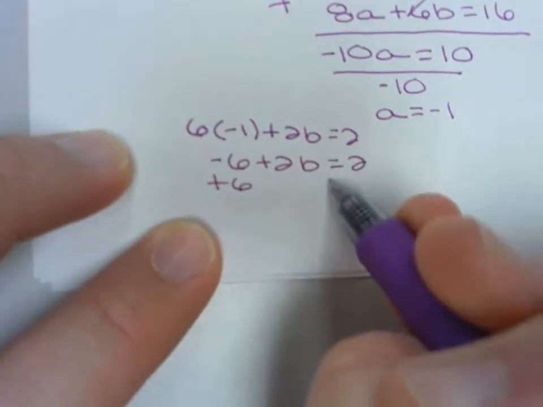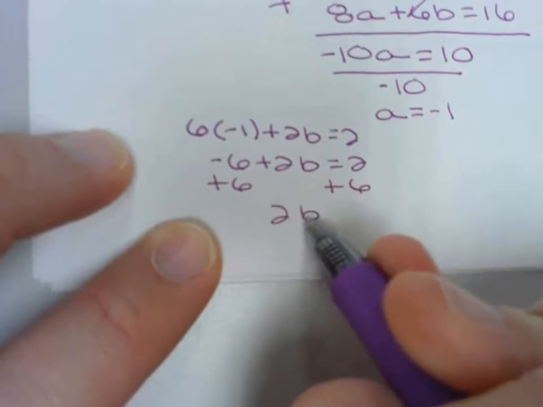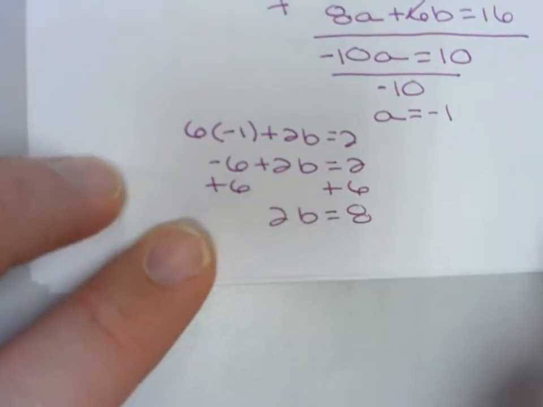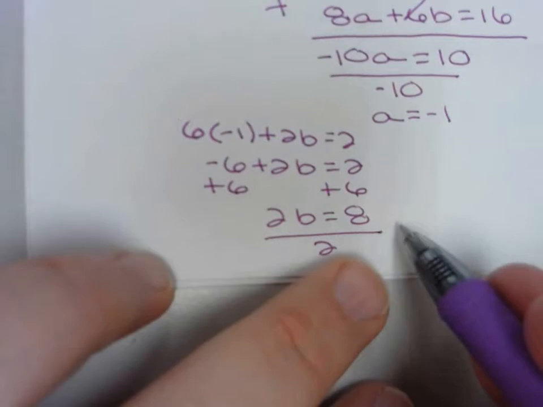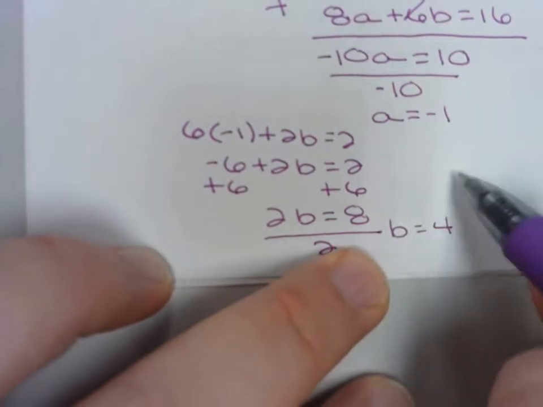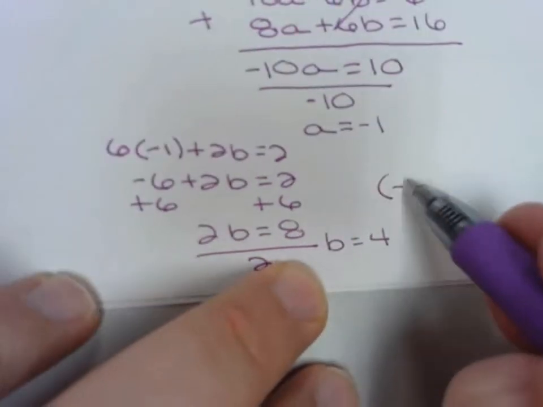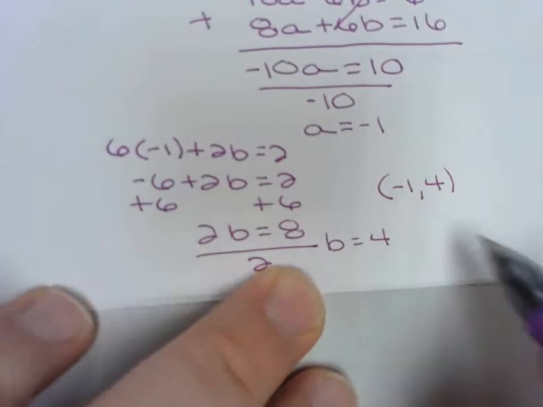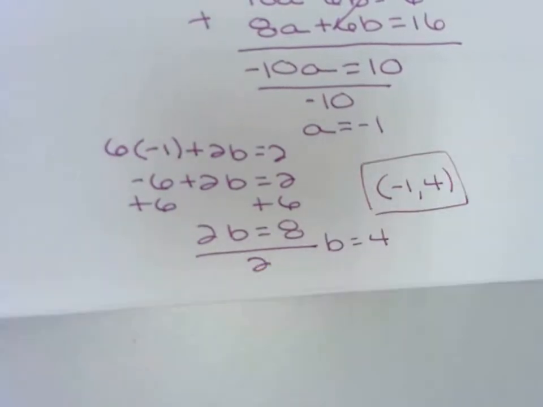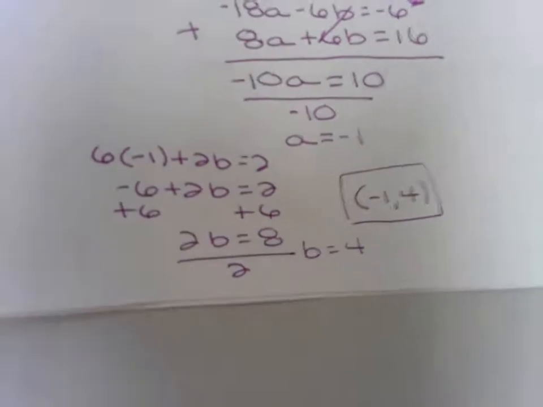Add 6, 2b equals 8. Divide by 2, b equals 4. So my ordered pair, put in alphabetical order, is negative 1, 4. So if I would graph these two lines, negative 1, 4 is the point where they cross.